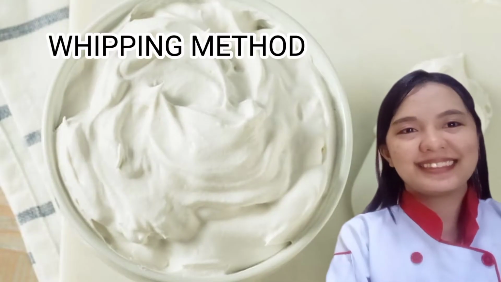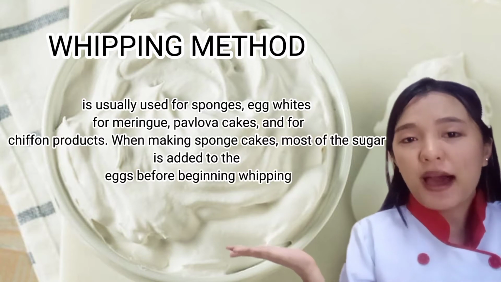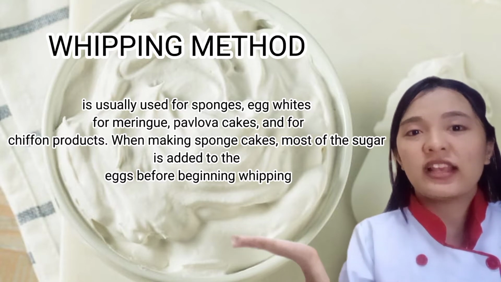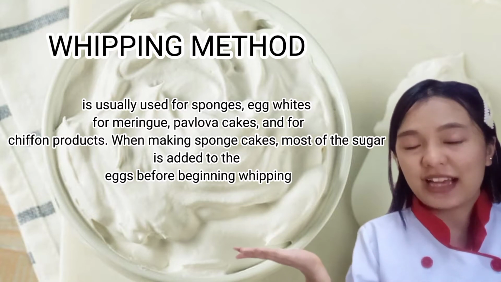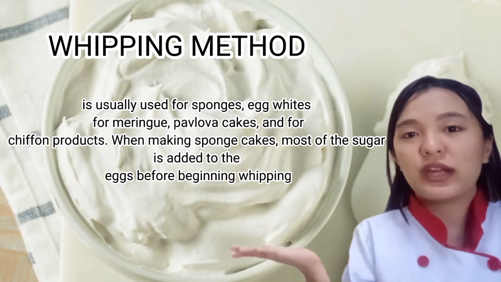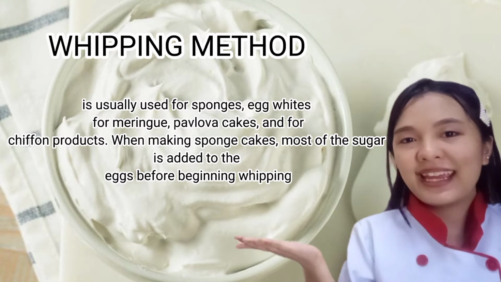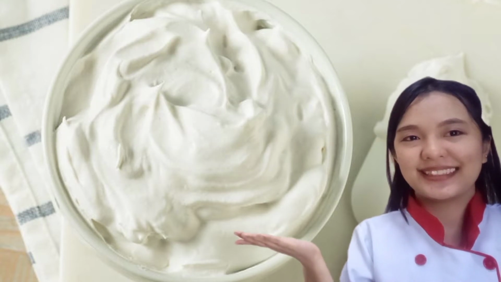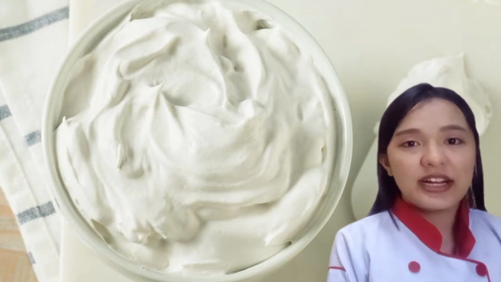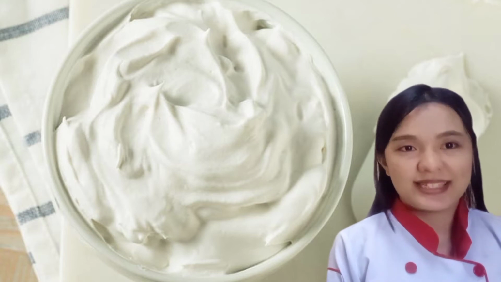Whipping method is usually used for sponge, egg whites, for meringue, pavlova, cakes, and for chiffon cake products. When making sponge cake, most of the sugar is added to the eggs before beginning whipping. During whipping, air cells are formed and incorporated into the mix.